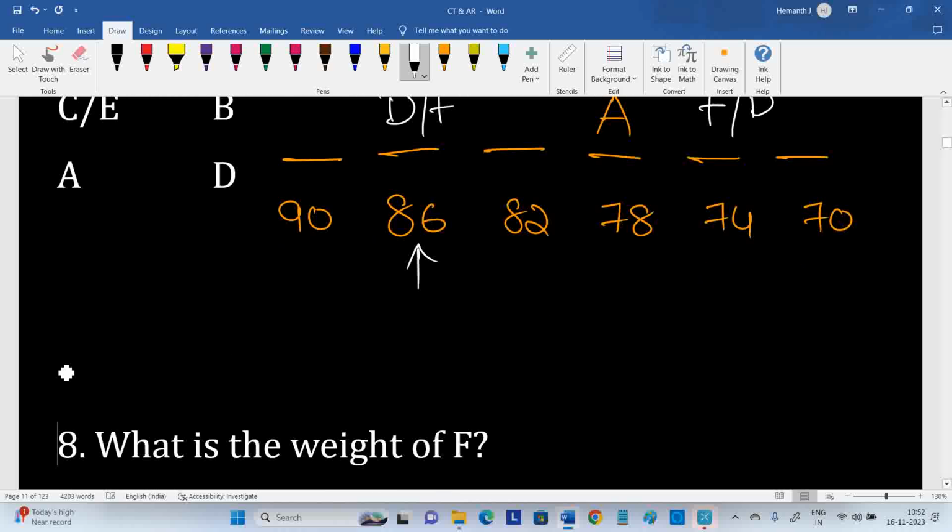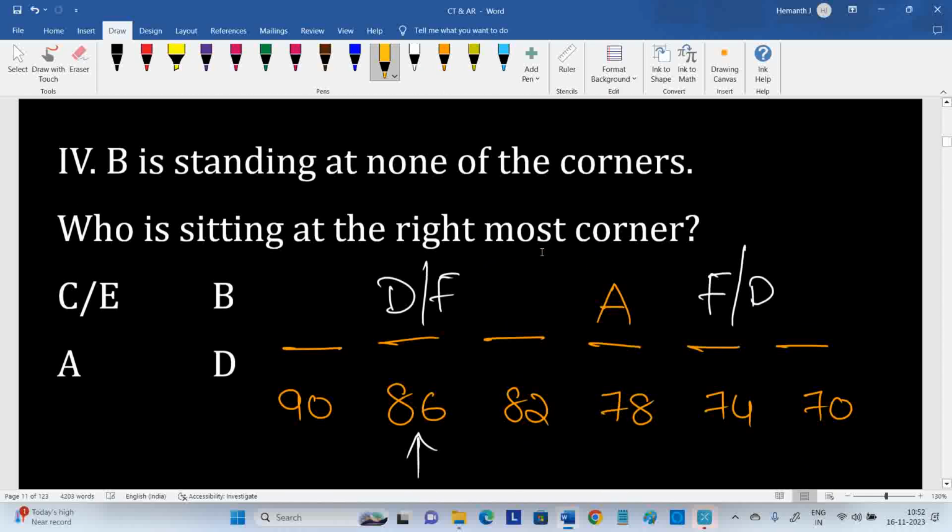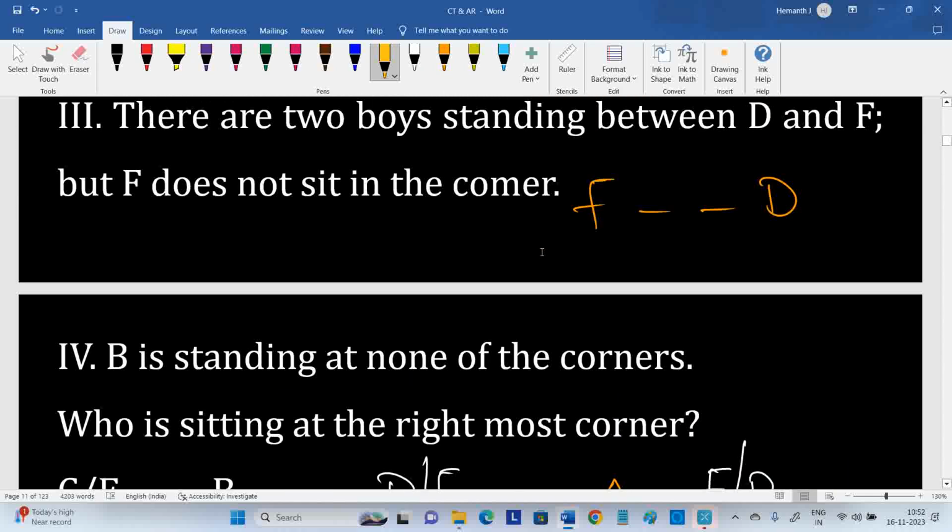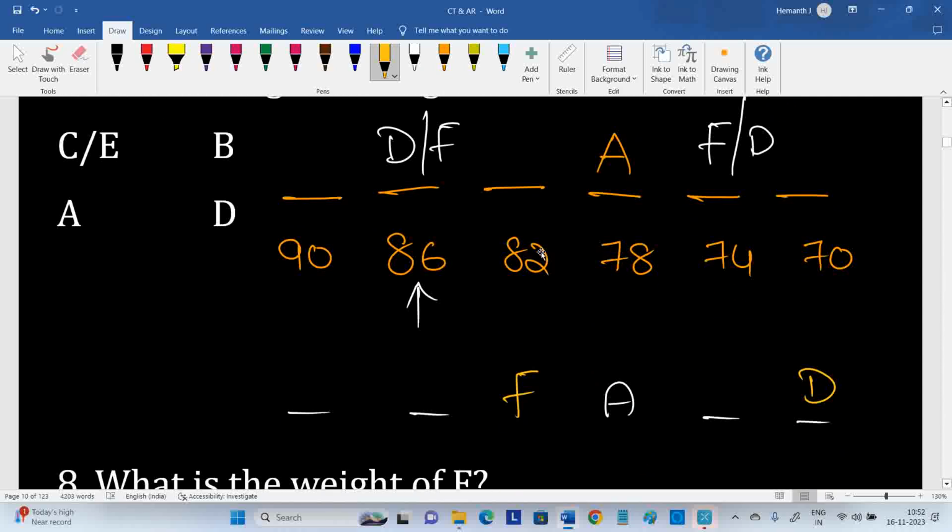No issue. The other possibility: D can be here, A, F here is not possible, since F would be at a corner. Is it allowed? No. But we can reverse it. F is not at the corner, so why can't F be here, D here? This is one possibility, right? Did they say D is not at the corners? No, only F is not at the corner. There is one more possibility below: two blanks, F, A, blank, D. Below one is possible, and above also there are two chances.